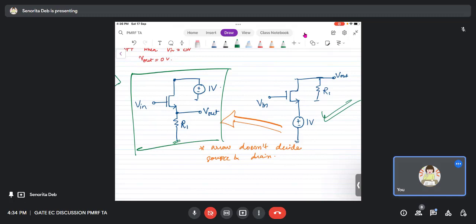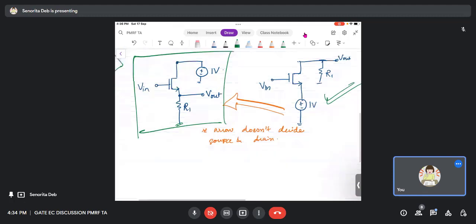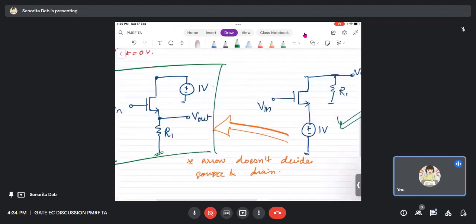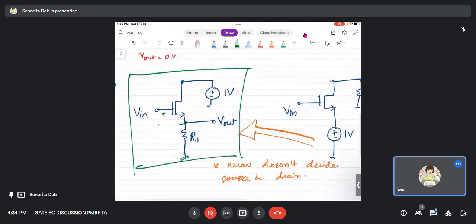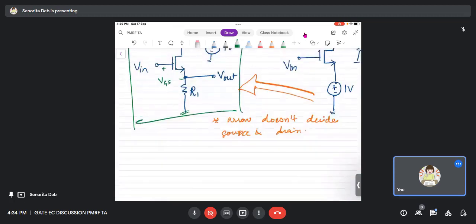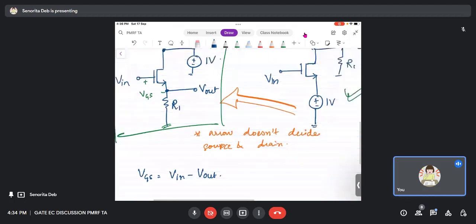Now what will happen? This is VGS, plus minus VGS. And VS is nothing but V out. That means VGS is nothing but V in minus V out. Any doubts here? Basic KVL. VGS is V in minus V out. And what is VDS? VDS is 1 minus V out. Is it fine?